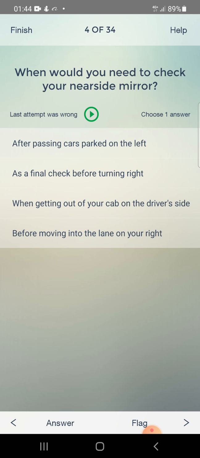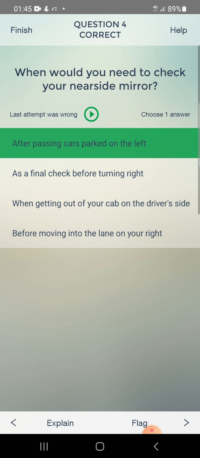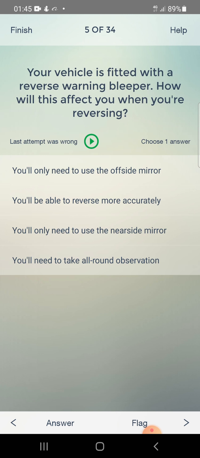Right. When would you need to check your near side mirror? After passing cars parked on the left, as a final check before turning right. When getting out of your cab on the driver's side, before moving into the lane on your right. After passing cars parked on the left. First one.